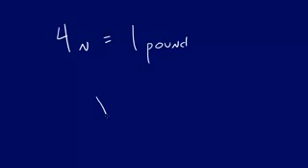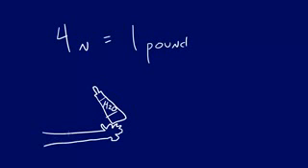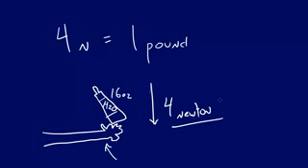Say you are holding a 1 pound bottle of water, 16 ounces. This is supposed to be your hand right here. Well, if this bottle of water was 16 ounces or 1 pound, then due to gravity, the bottle of water would be pushing down on your hand with a force of 4 newtons. So basically, on Earth, 1 pound equals about 4 newtons.